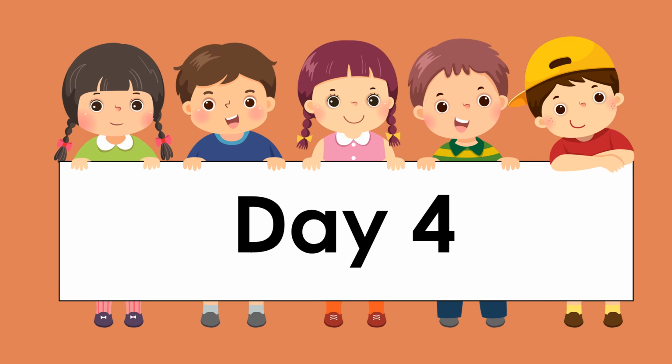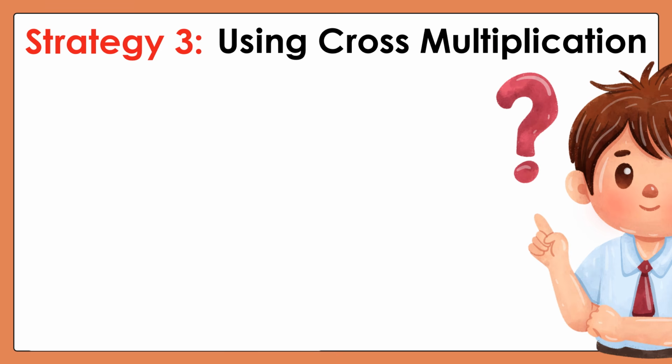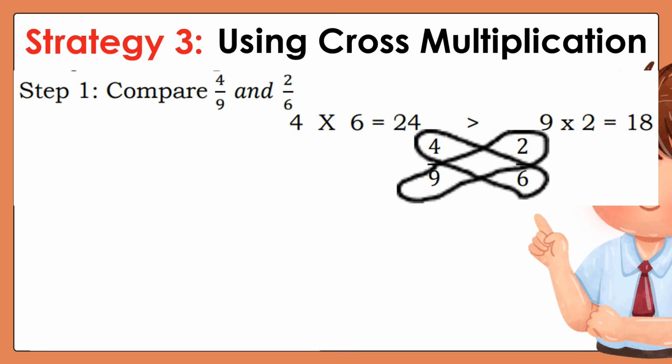Day 4. Strategy 3, using cross multiplication. Step 1, compare 4/9 and 2/6. 4 times 6 is equal to 24, is greater than 9 times 2 is equal to 18.